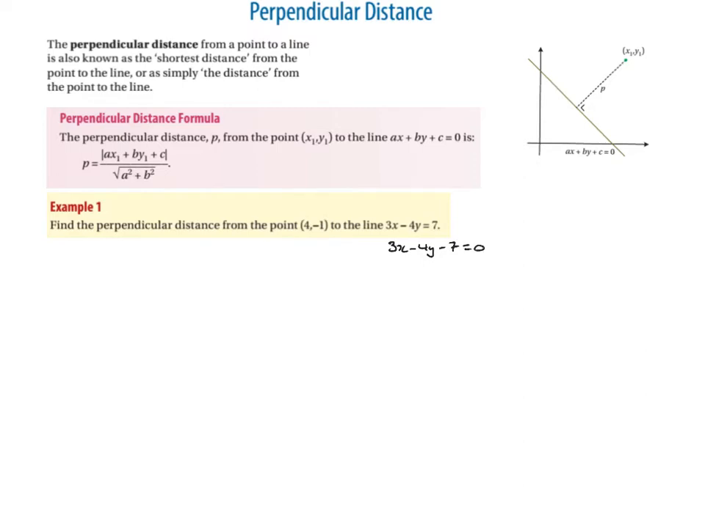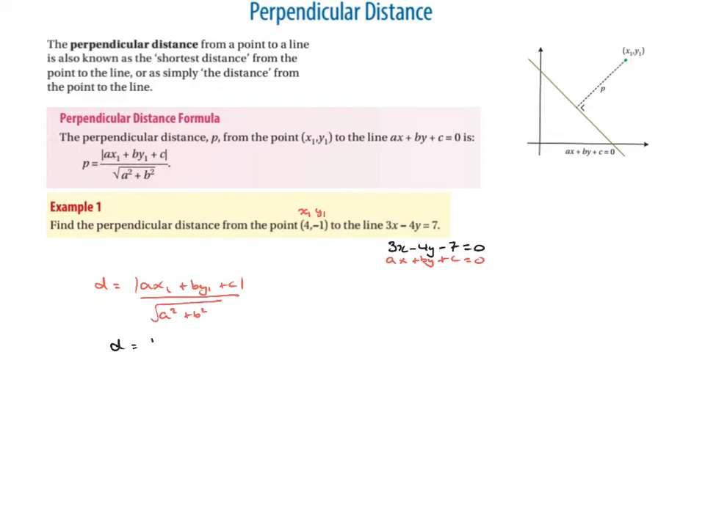We can then label everything that we're going to use. So my point is x1, y1. This here is ax plus by plus c is equal to 0. And now it's just a case of putting everything into the formula. I'm going to call it d instead of p, it makes no difference. So d is equal to the modulus of ax1 plus by1 plus c, all over the square root of a squared plus b squared, and just a case of putting the values in.